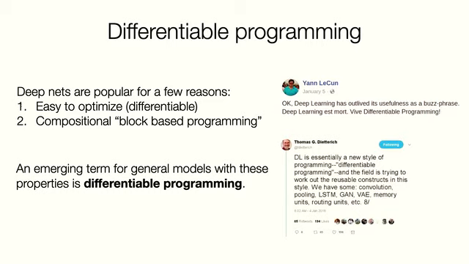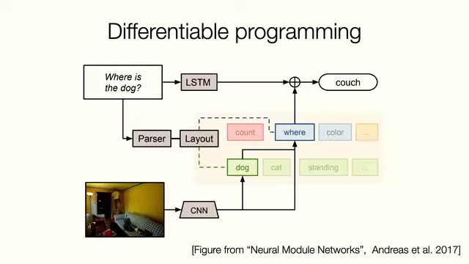And there are some that we actually know. Some of these blocks have been kind of well-defined. Things like convolution, pooling, LSTMs, GANs, VAEs, memory units, routing units, et cetera. So, this is kind of taking that perspective.